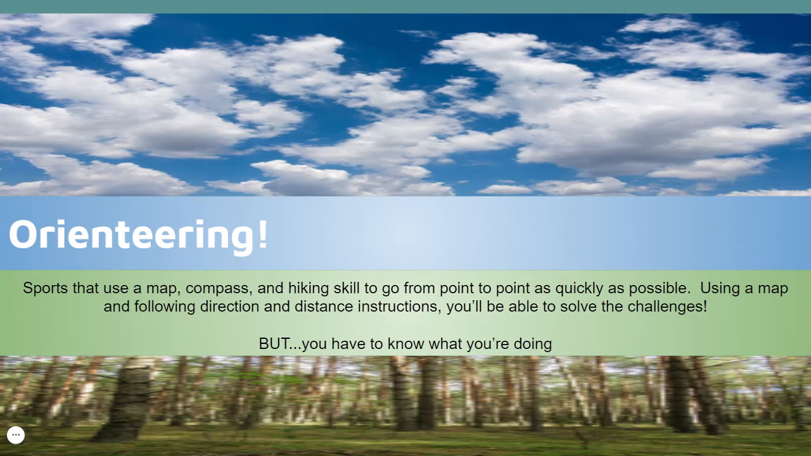Well, hi everybody. Today we're going to be talking about the sport of orienteering. Orienteering is a sport that uses a map, compass, and hiking skills to go from one place to another as quickly as possible. Using that map and following direction and distance instructions, you're able to solve challenges. But you really do have to know what you're doing in order not to get lost.